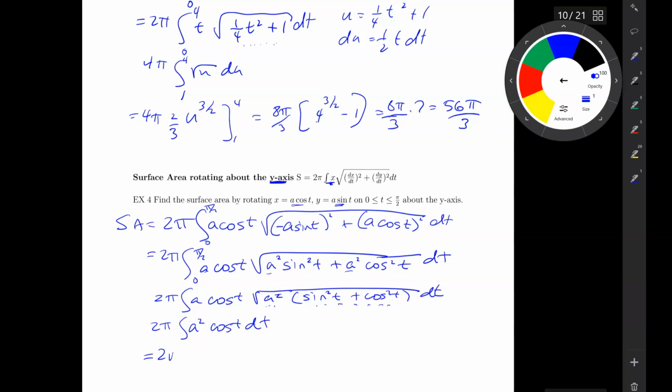All right, so 2 pi a squared. Antiderivative of cosine is sine. And I'm evaluating it between 0 and pi over 2. So 2 pi a squared, put in the pi over 2, I get 1. And then subtract off, putting in the 0, that's 0.